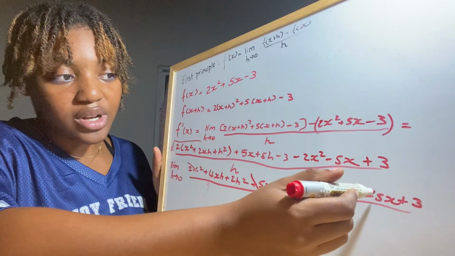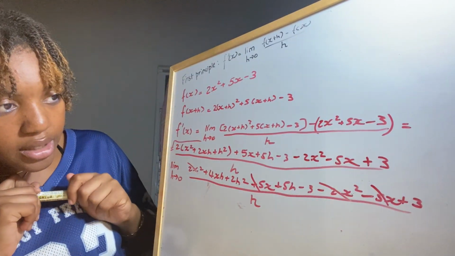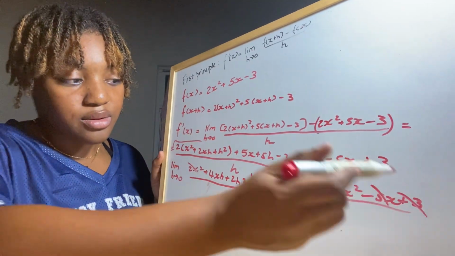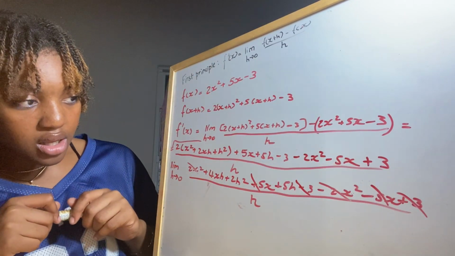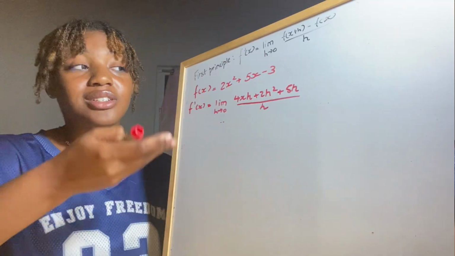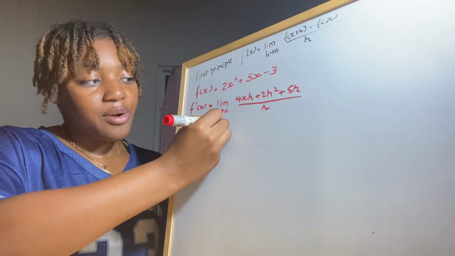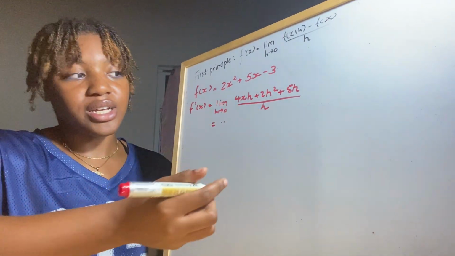Cancel out the 2 because that would give us 0. And we'll have a minus 3 and we'll have a plus 3. So I'm going to cross that out as well. Am I missing anything? I don't think so. So this is what we're left with when we cancel out terms. And from here, we can factor out h.